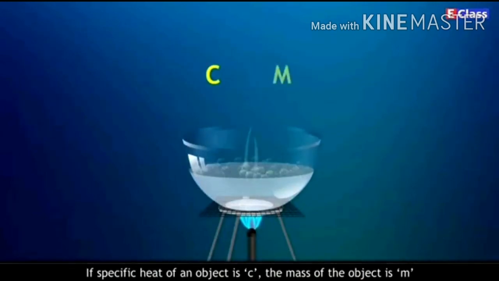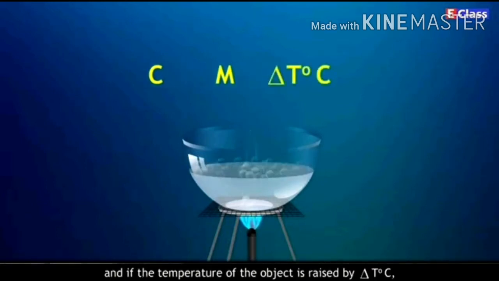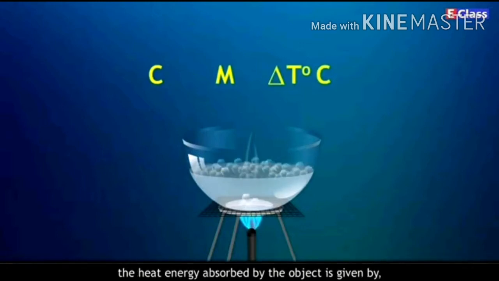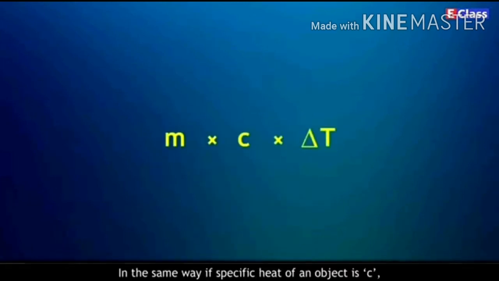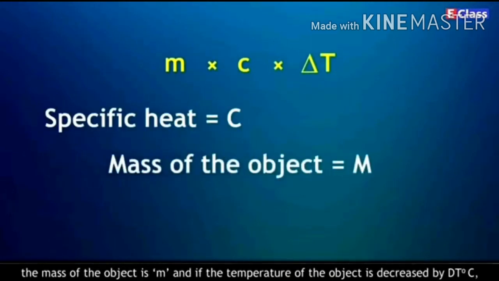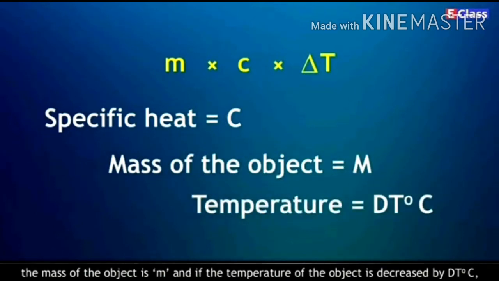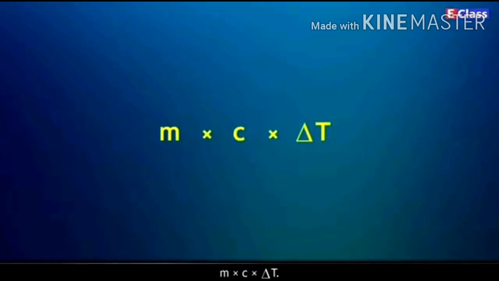If the specific heat of an object is C and mass of the object is m, and if the temperature of the object is raised by delta T degrees Celsius, the heat energy absorbed by the object is given by Q is equal to m into C into delta T. In the same way, if specific heat of an object is C, mass of the object is m, and if the temperature of the object is decreased by delta T degrees Celsius, then the heat energy lost by the object will be Q is equal to m into C into delta T.